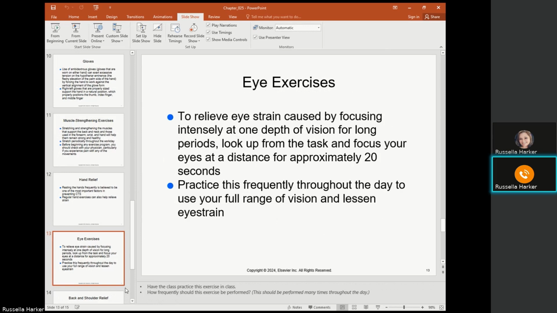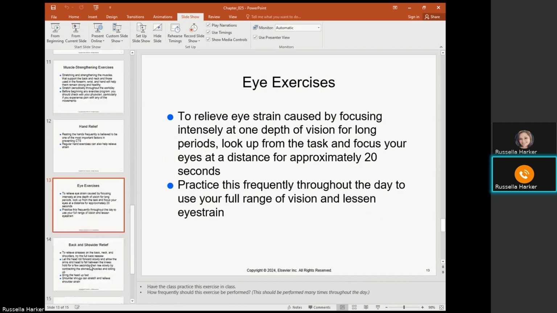So you don't even have to get up out of your chair. When you do have a break for 20 to 30 seconds, just look away somewhere far away across the room and just let your eyes relax. Practice that frequently throughout the day and use your full range of vision. That's going to lessen your eye strain and it can help reduce headaches.